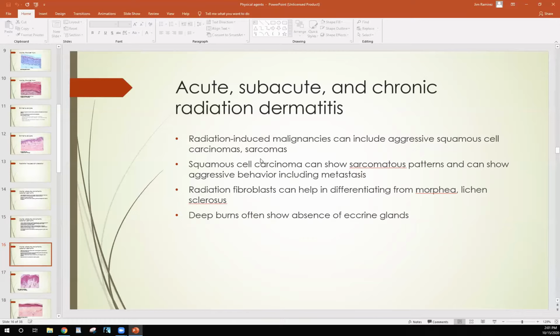So malignancies, again, there seems to be a common theme here. With the radiation-induced malignancies, you can get very aggressive squamous cell carcinomas, but not just that. You can also get sarcomas, and those sarcomas almost always will show aggressive behavior in any case, whether or not they're related to radiation. So if you have difficulty telling the difference between some of the mimics in the chronic variant of radiation dermatitis, like morphea or lichen sclerosus, look for those radiation fibroblasts. And of course, the history is going to be critical there as well. And in deep burns, as I showed earlier, you can see an absence of eccrine glands that can help distinguish.